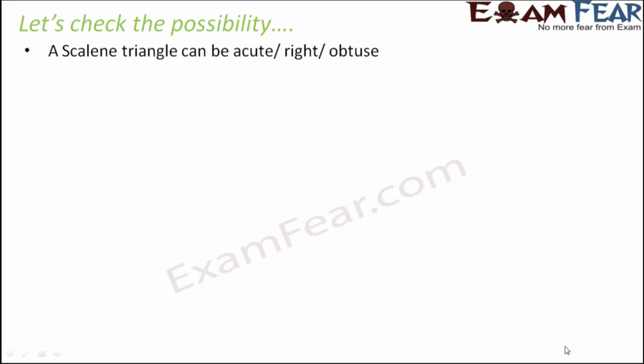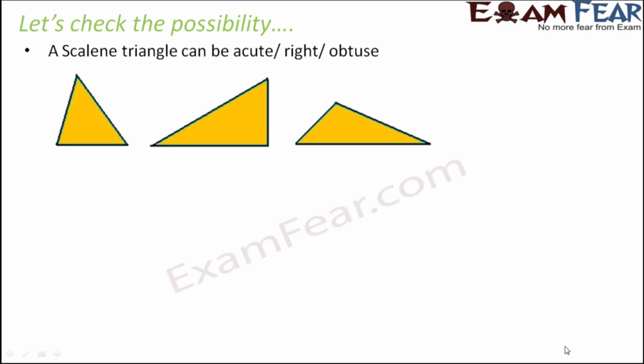So let's check the possibility of combination between equilateral, scalene, isosceles and right-angled, obtuse-angled, acute-angled triangle. Now, when we talk about a scalene triangle, it can be acute, right or obtuse. So basically a scalene triangle where all the three sides are unequal. This kind of a triangle can be an acute-angled triangle, that is all angles are less than 90 degree. That is possible. So this is a scalene acute. This is a scalene right triangle, because one angle is 90 degree.